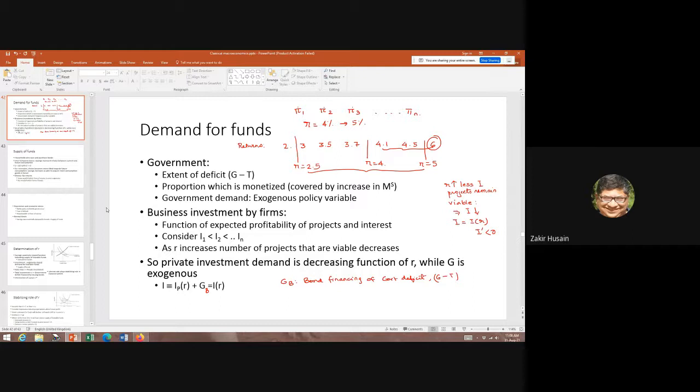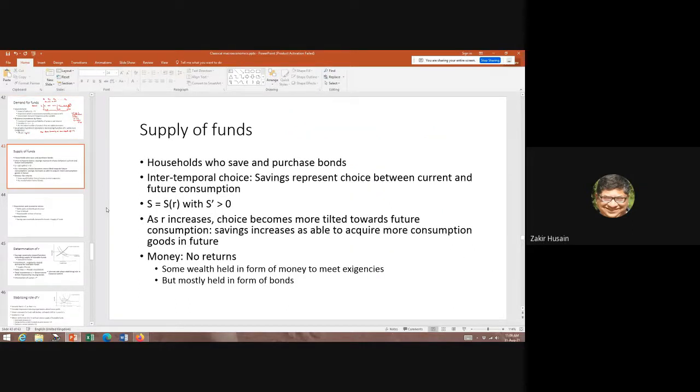But just think of it. Demand for funds is the same thing as supply of bonds. When I'm talking about supply of funds, that means you are saving and giving me money. How can you give me money? By purchasing bonds. So supply of funds means demand for bonds.